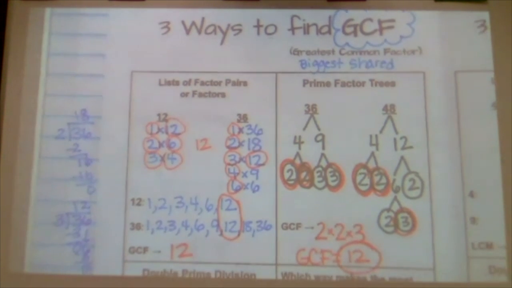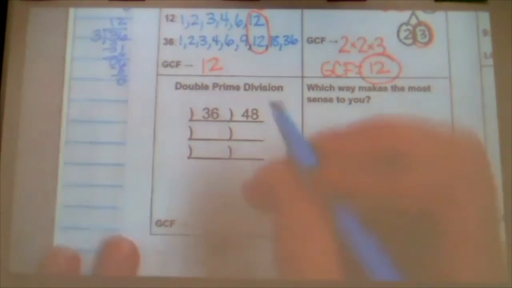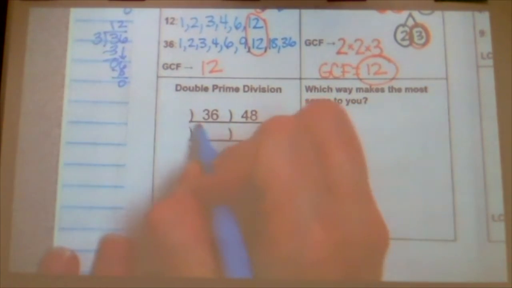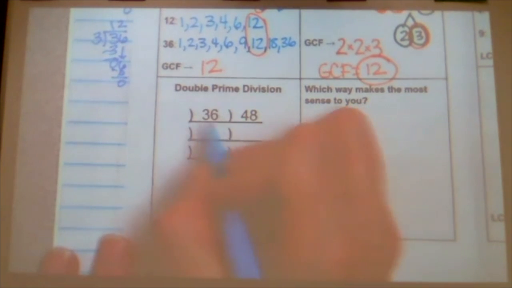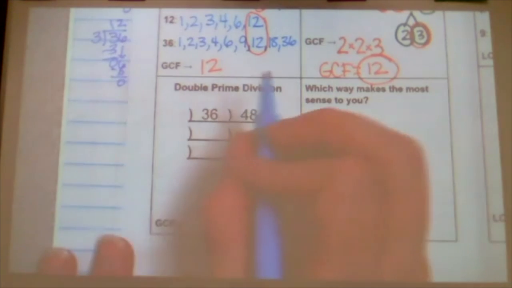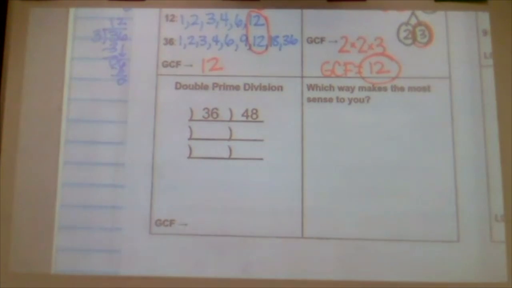And I'm going to show you one more option, and then you're going to decide which one you like the best. Okay. This is called double prime division. Now, I want you to look at these little boxes. It's kind of like a division box, but it's flipped upside down. And it's called double prime division because we're going to be dividing 2 numbers at the same time.